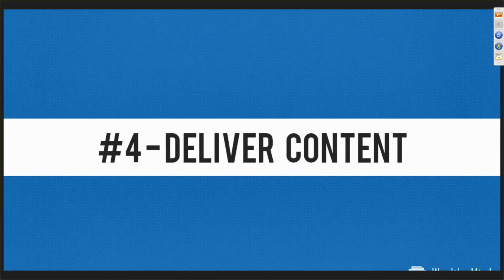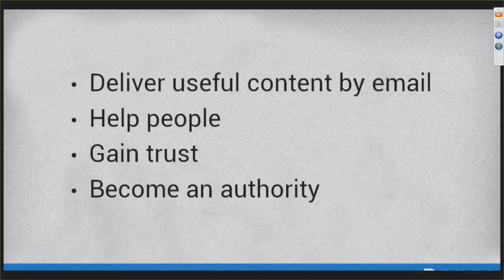Step number 4, deliver content. This one is very, very important. Once you start capturing emails, you have to start delivering useful content right away. So deliver content with an autoresponder series, emails that are sent automatically to your subscribers after they subscribe, every 1 or 2 days. Deliver information, help people.